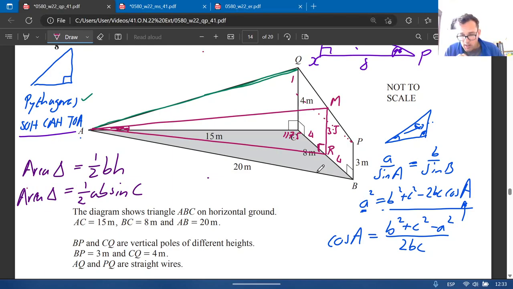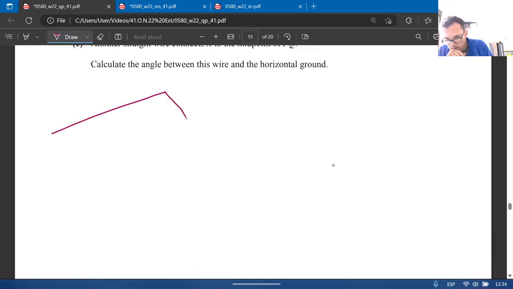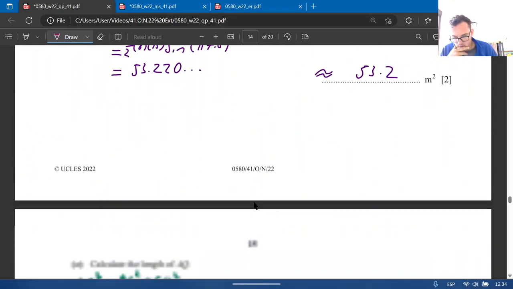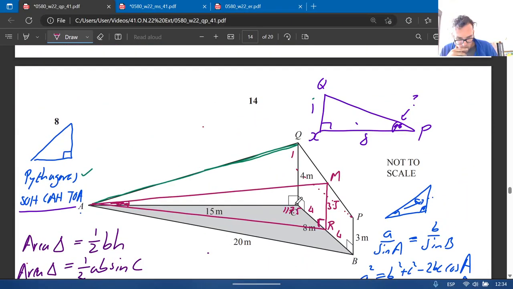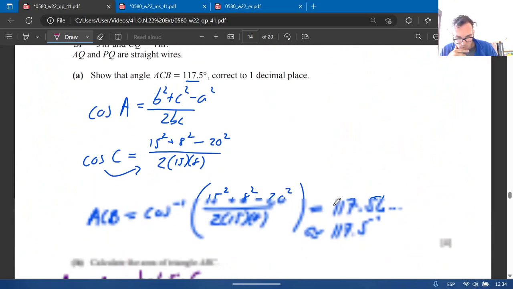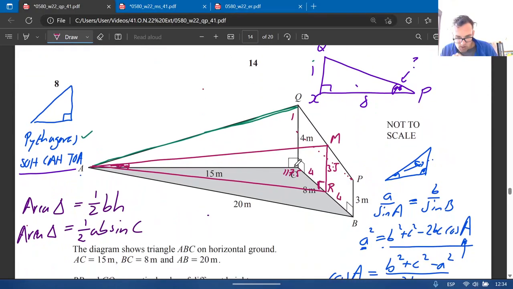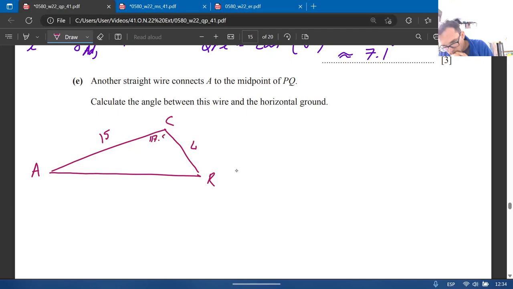I'm sure there's just one way to do it. So let's use that base angle there. I'm going to call it triangle ACR. You see that? ACR. Let's draw it over here. Okay, so we got a triangle like this. Call it triangle ACR. In that triangle, we got AC, which is 15, that's given to us. And we got CB, which is 8, but we've gone halfway now, so that's going to be 4. And we got angle C, which is not there, but they told us down here to show it. So it is 117.5. I'm going to use that information to get this side here, AR.